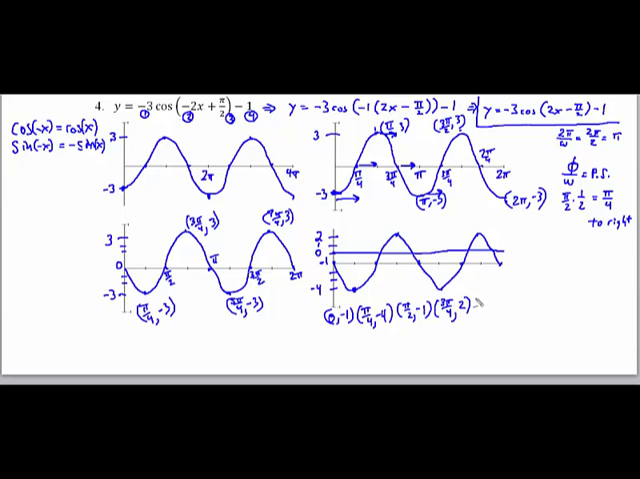And then here at pi, we have pi, comma, -1. Again, all of these old x-intercepts are now at y equals -1, and I'm going to label those. 5 pi over 4, comma, -4. And then 3 pi over 2, comma, -1. And almost done, we've got 2 more points to go. 7 pi over 4, comma, all the way up to 2. And then we have 2 pi, comma, -1. And we're almost done here.